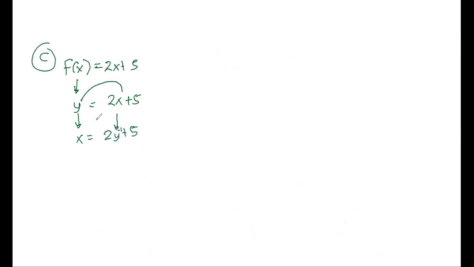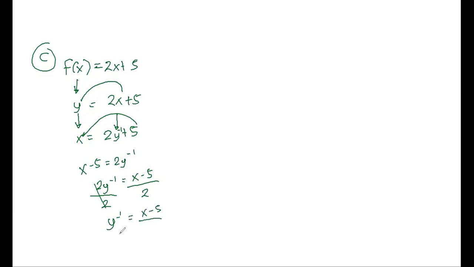Then we transfer the rest to the other side. So it becomes x minus 5 plus 2y to negative 1. Or if we do symmetric property, it is 2y to negative 1 plus x minus 5. Divide all by 2, the numerical coefficient of y to negative 1. We have y to negative 1 equals x minus 5 over 2. We need to change y to negative 1 to f to the negative 1 of x as a notation equals x minus 5 over 2. Here is the answer.